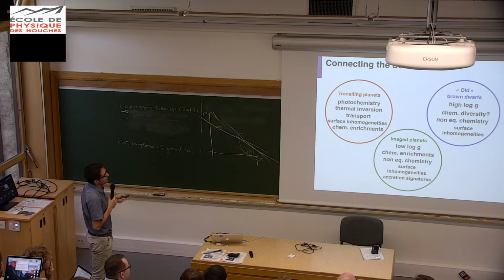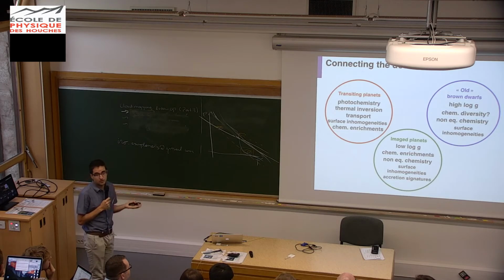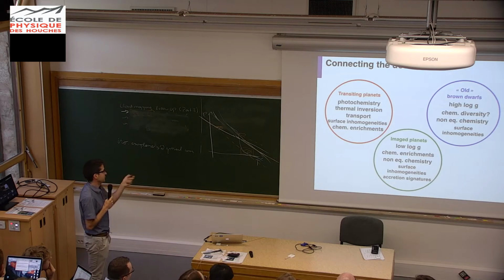And for the transiting planets, basically, the big ingredient that you don't have for the other two classes of objects is the photochemistry. You can then also have thermal inversion, strong transport, okay? But you can also have surface inhomogeneity due to the fact that the planets are tightly locked. And you can also have some chemical enrichment.